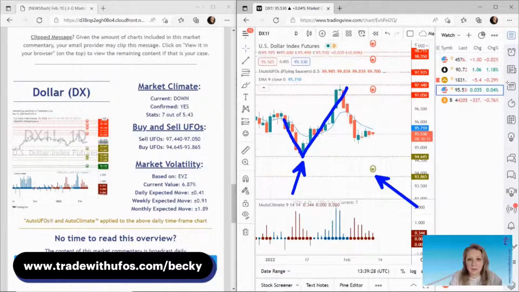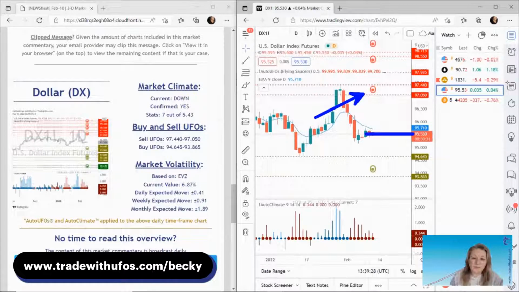That's what we expect buyers to do, is push price upwards. That's why we want to know where they are. That's why we use this app. So we have buyers there. We have sellers up here between 97.44 and 97.05. Overall, we are closer to the buyers, but we still have room to move down. So overall, probability down here with the US dollar.